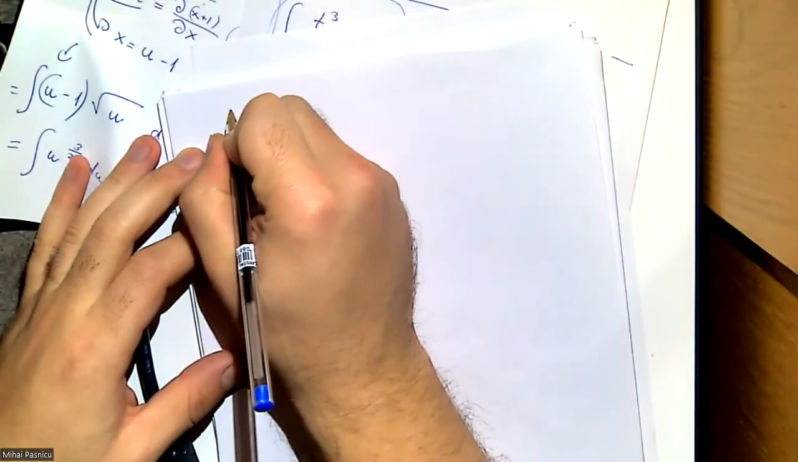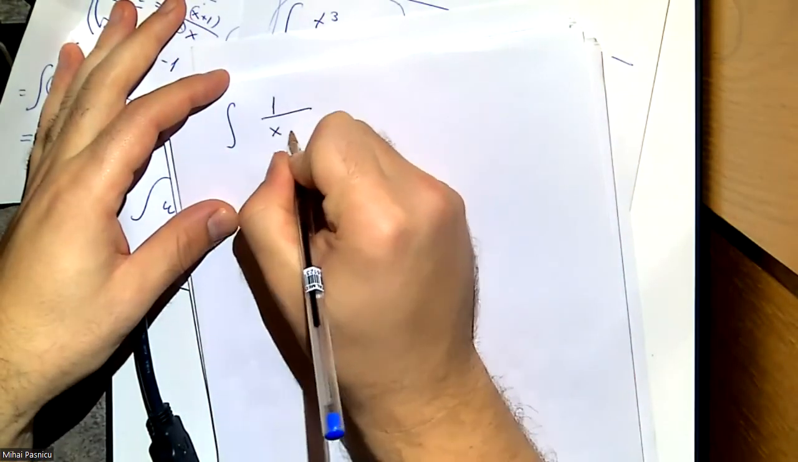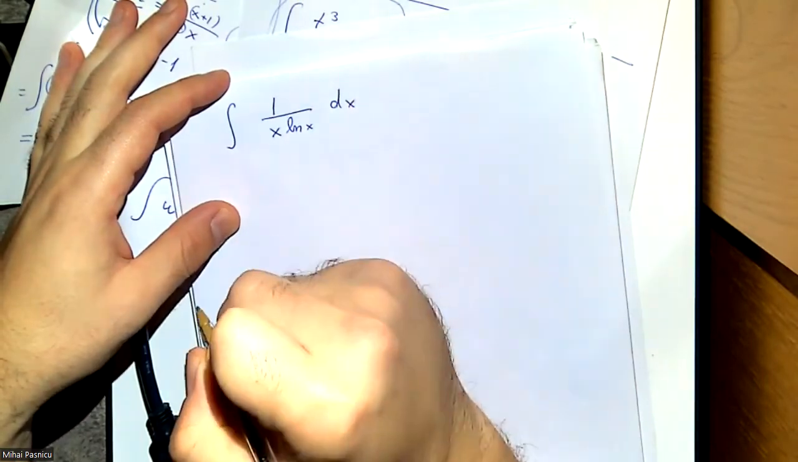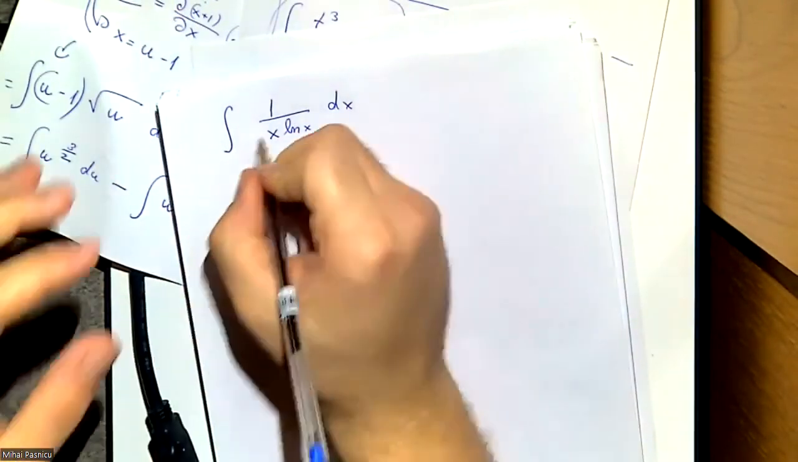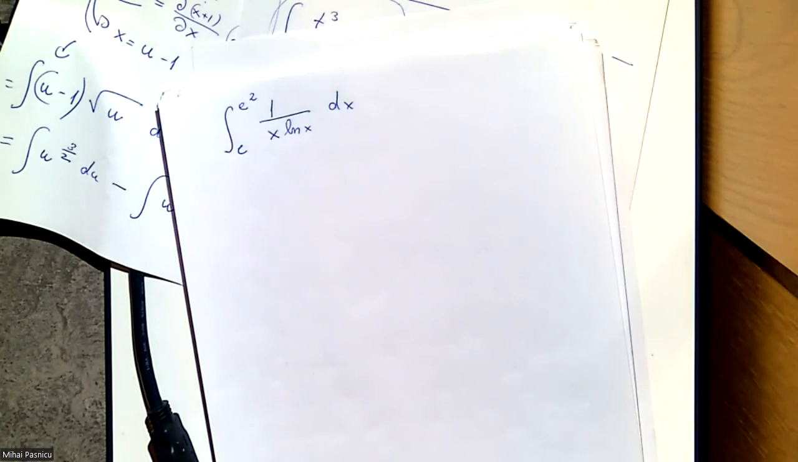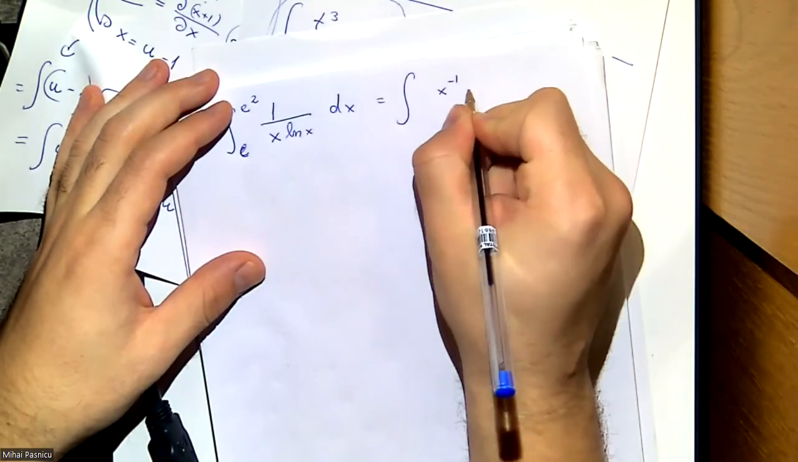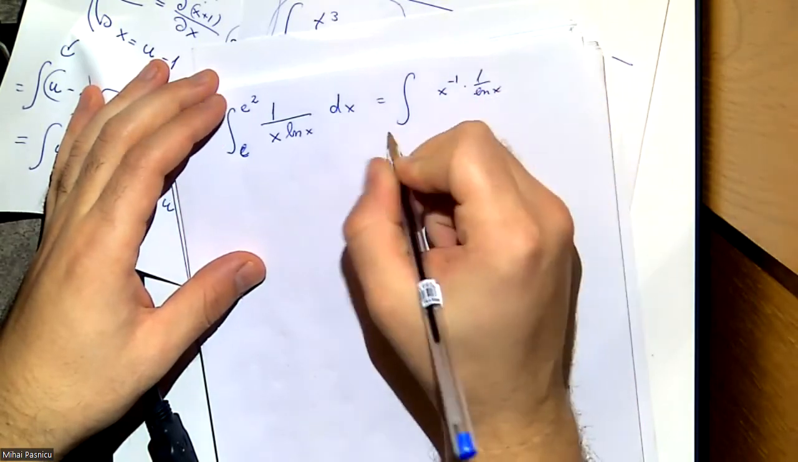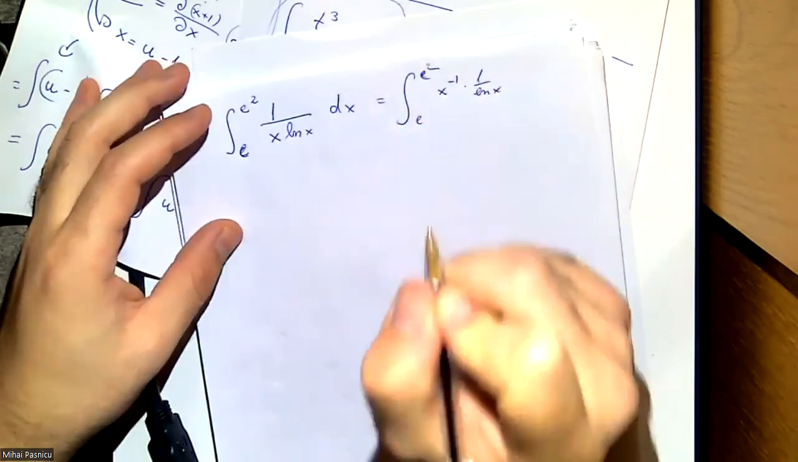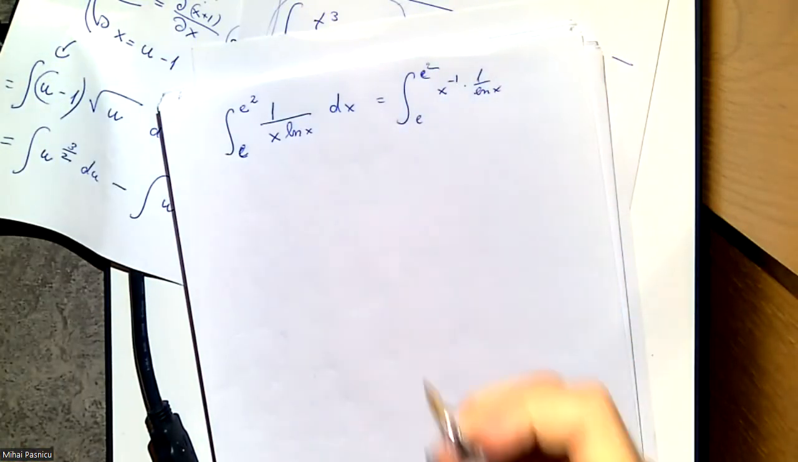I'm going to take the integral from e to e squared of 1 over x log of x dx. Now, disclaimer, yes, I know you can solve this with the by parts thing, okay? You can solve this with the by parts probably. But I'm here to showcase the substitution, okay? So let's do the substitution.